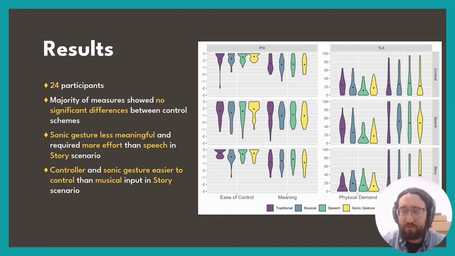In terms of results, we had 24 participants who completed the study, and we found that the majority of our quantitative measures showed no significant differences between any of our control schemes. And we did find that sonic gesture was rated as less meaningful and required more effort than speech did in the story scenario, and we found that the controller and sonic gesture were rated as easier to control than the musical input in the story scenario.